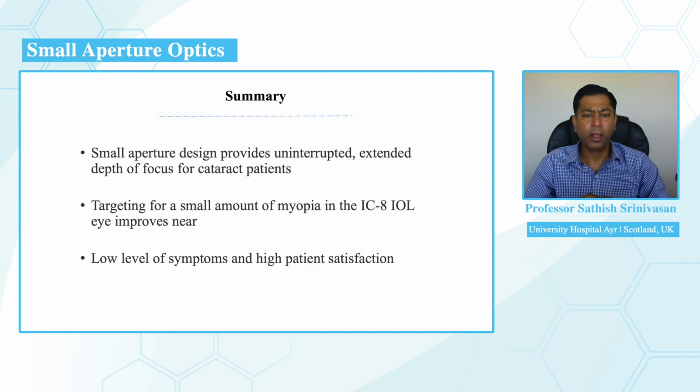astigmatism. So in summary, I think from our clinical experience, it's very clear that the small aperture lens can provide good uncorrected distance, uncorrected near, and uncorrected intermediate vision monocularly in the implanted eye, targeting for myopia from 0.75 diopters up to 1 diopter of myopia in the IC8 eye, giving them enhanced near vision without compromising on the uncorrected distance vision.